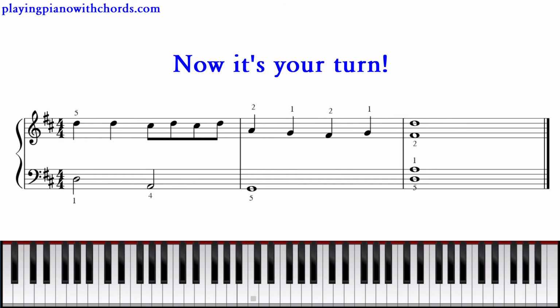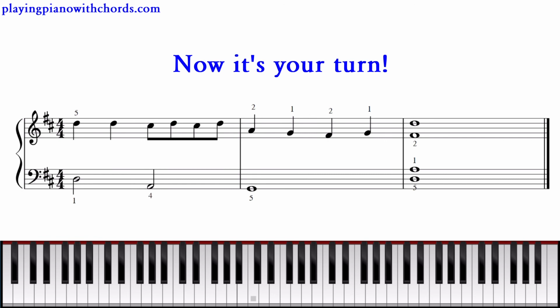Okay, great job! Here's a short piece of music that you can try to play, applying everything you have learned so far. The upper line is written in the treble clef and shows you which notes to play with your right hand. And the lower line is written in the bass clef and shows you which notes to play with your left hand. The tiny numbers above the notes show you which fingers you can use to play the notes.